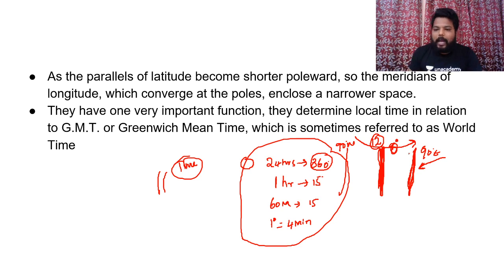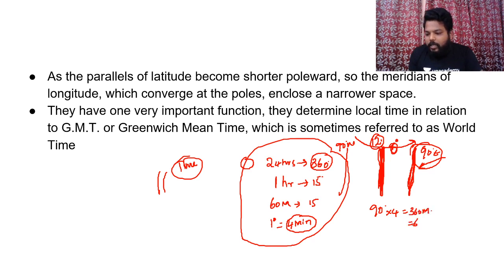How will you calculate the time? If the time at 0 degree longitude is given as 12 noon, what is the time at 90 degrees? It is very simple. 90 degrees, and 1 degree takes 4 minutes. 90 into 4 minutes is 360 minutes, which is nothing but 6 hours. You have to add this to the 12 noon. So 12 noon plus 6 hours, the answer would be 6 p.m.